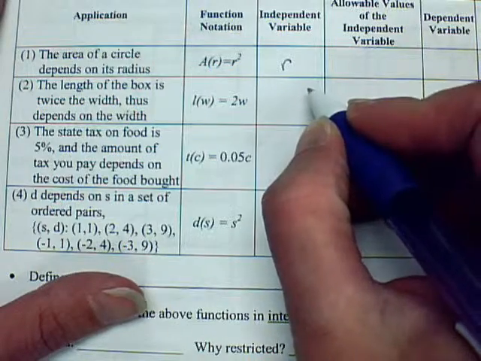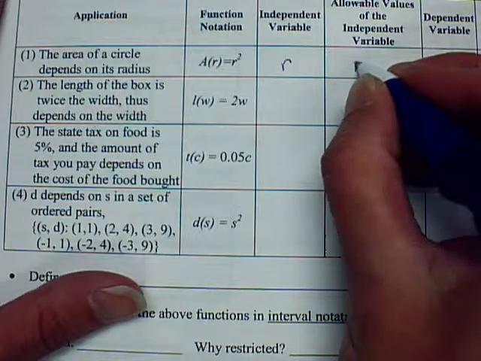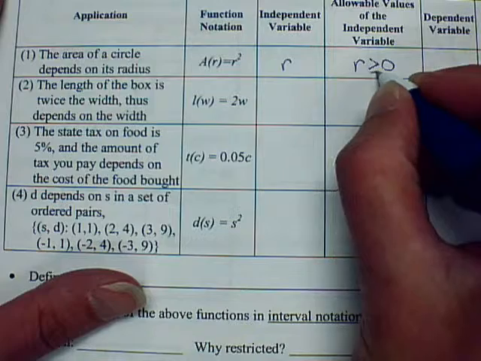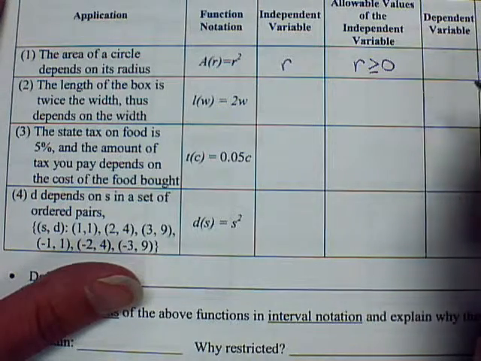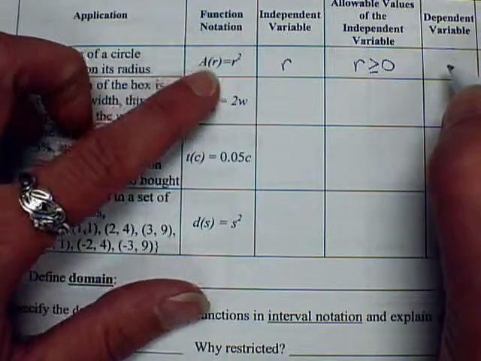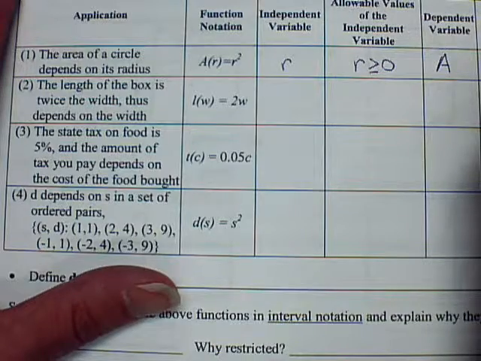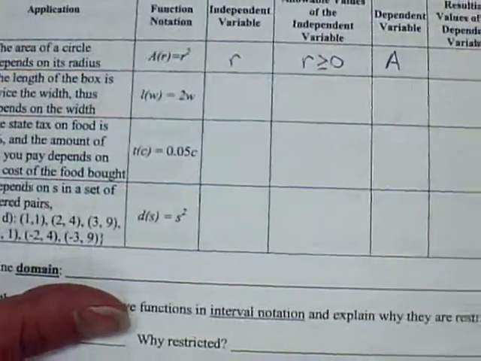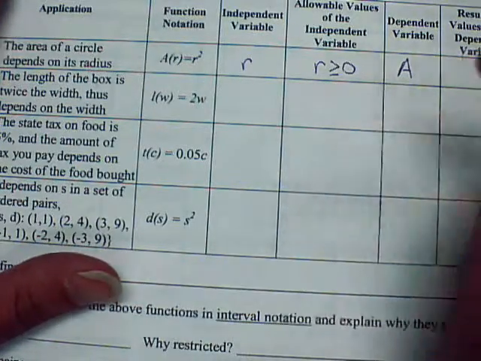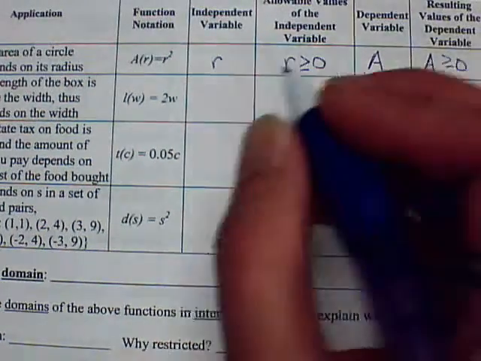So let's think about that. The radius of a circle. It's got to be greater than 0, doesn't it? I might even say greater than or equal to 0. Okay. The dependent variable would be the area. It's depending on the radius. That's area. Resulting values of the dependent variable. Well, if you stick in values of radiuses that are greater than or equal to 0, that means we're only going to get out values that are greater than or equal to 0.